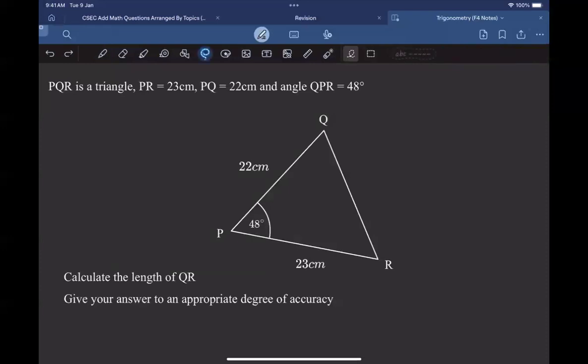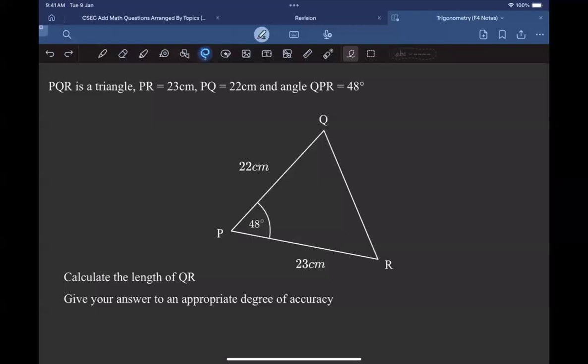So which angle meets that criteria? Which angle is in between two sides? P, T, right? Which is 48 degrees.